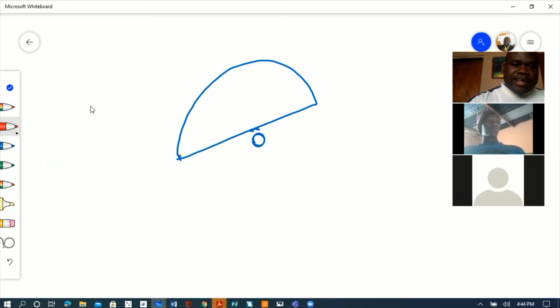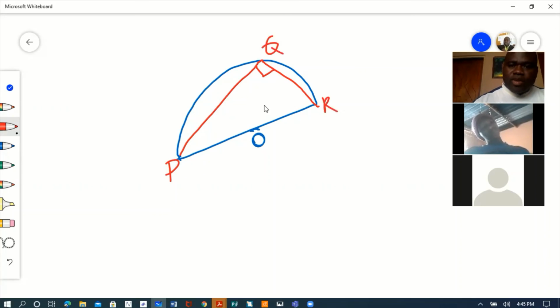Then we draw an angle to the circumference. Form an angle at the circumference. What will be the size of this angle? 90 degrees. This must be 90 degrees. But tell me, what shape is this? Let me call this PQR. What shape is PQR? A triangle. What triangle is that? A right angle triangle.